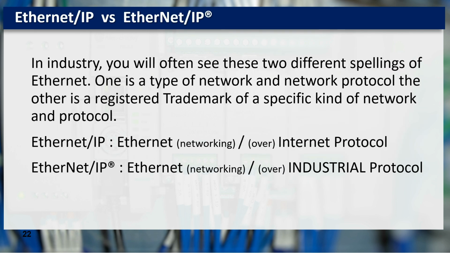Just to be clear, in industry you will often see these 2 different spellings of Ethernet. One is a type of network and network protocol, the other is a registered trademark of a specific kind of network and protocol. Ethernet without the capital N is the Internet Protocol, but the capital N makes it the Industrial Protocol.